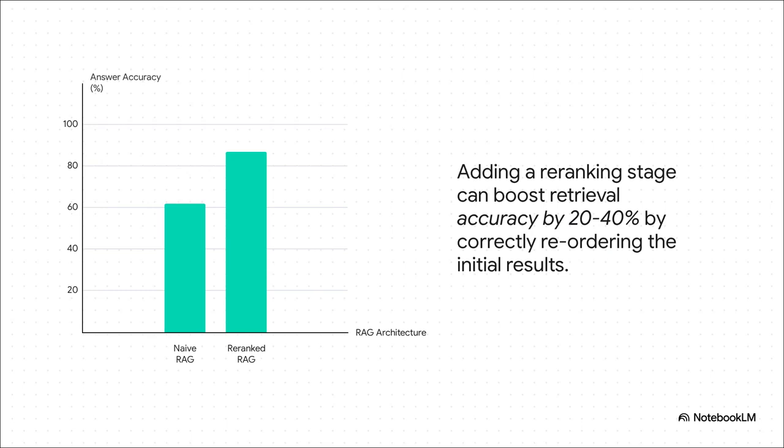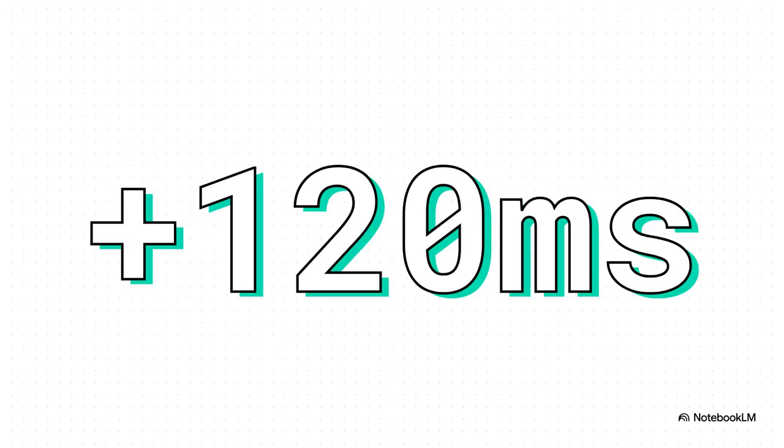So is this extra step really worth it? Oh yeah, the payoff is huge. Across all kinds of studies and real-world deployments, adding a re-ranker consistently boosts retrieval accuracy by 20, 30, even 40%. Look at this benchmark. Accuracy jumps from a mediocre 62% to a really solid 87%, just from putting the initial results in the right order. That's a massive win.